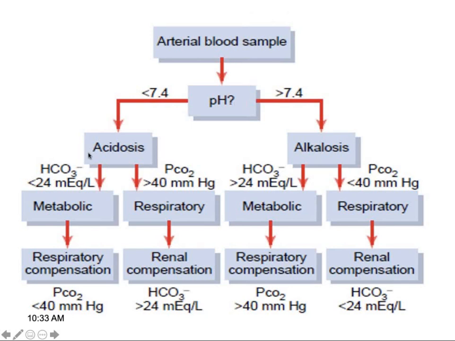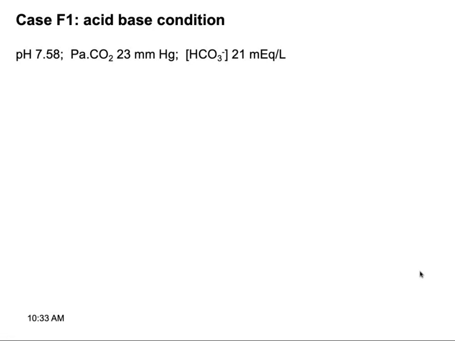Identify the pH, step number 1. Diagnose acidosis or alkalosis. Identify the primary cause of origin. Is it metabolic or respiratory? Third, identify whether compensation has been occurring or not.